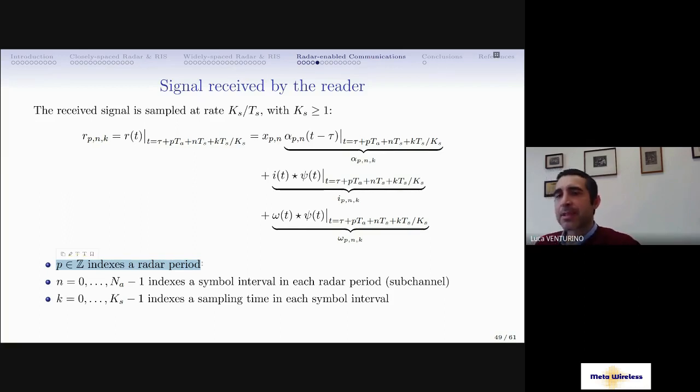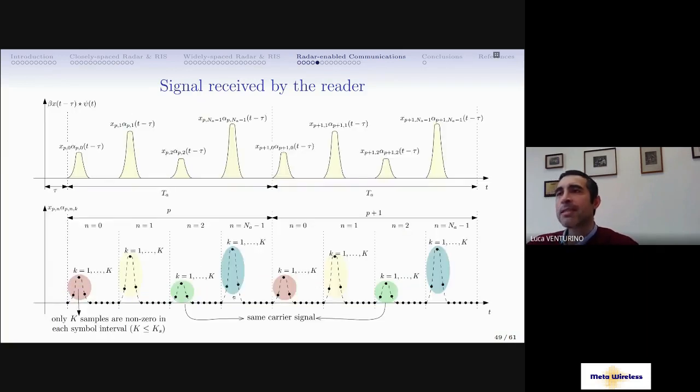A second time scale is the one related to the symbols that we send in each radar period. So within each radar period, we send n symbols, and we use the index n to count the number of symbols within each radar period. Finally, for each symbol, we have a given number of samples, Ks. So we use lowercase k to count the samples corresponding to each symbol. In the next slide, I'm going to give you a graphical description of this.